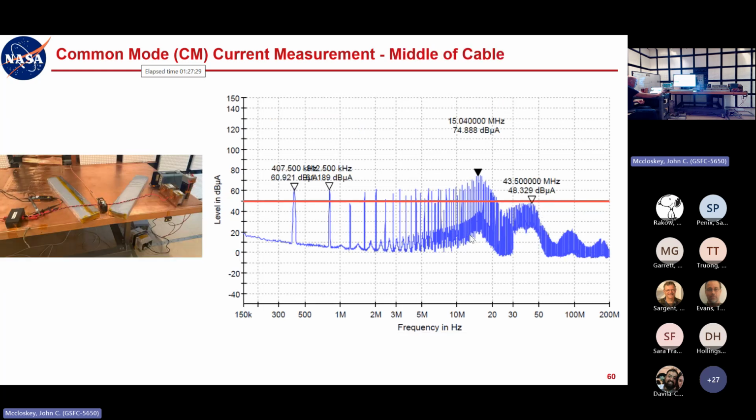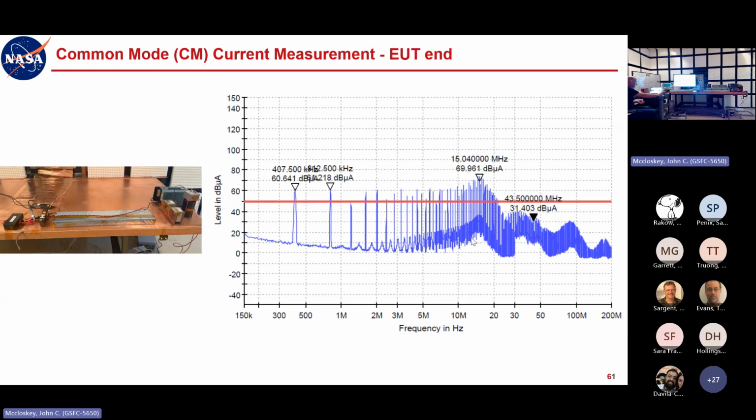And then we go to the EUT end and show you, do it like a cartoon. That's the capacitor end, that's the middle, and then that's at the EUT right at the input of the box. So up to about 30 megahertz, give or take, call it about 20 megahertz, the levels are not very much different depending on the location of the probe. Above about 30 megahertz, the levels noticeably go down as you get further away from that shorted termination.